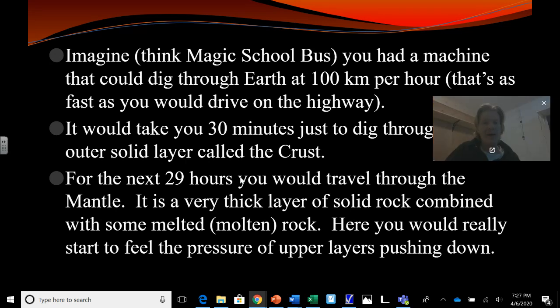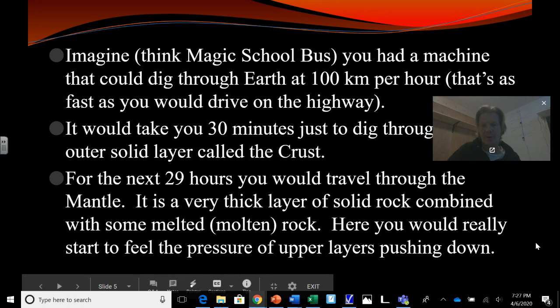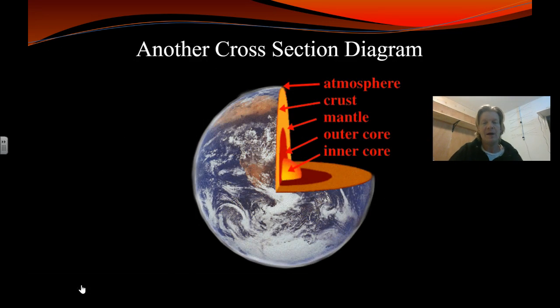As we go through the mantle, we enter, hopefully I can, where are we at here? There we go. Let me get to the next slide. It's not working. I'll do it this way. Here's another cross section. You can have a look at that picture.